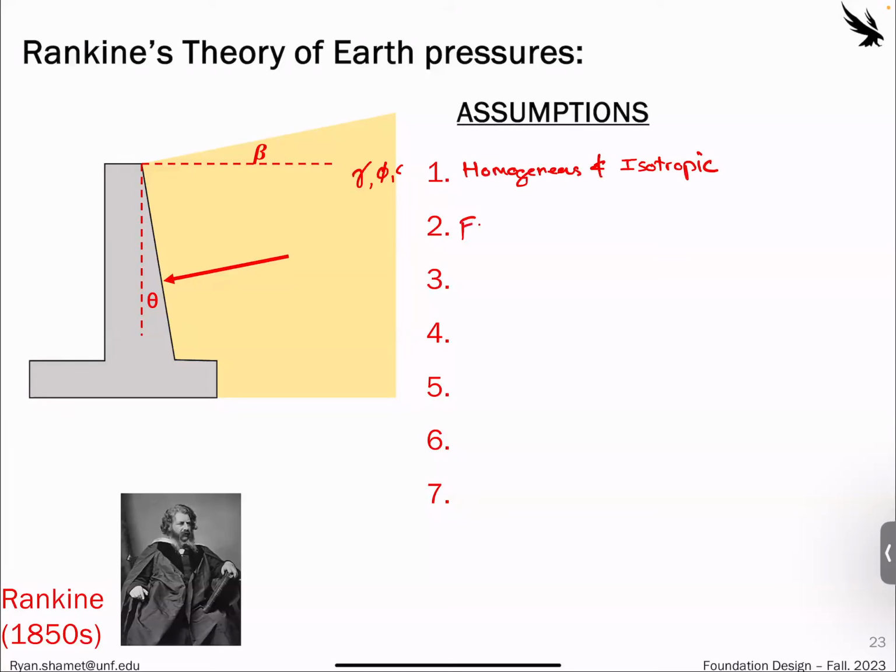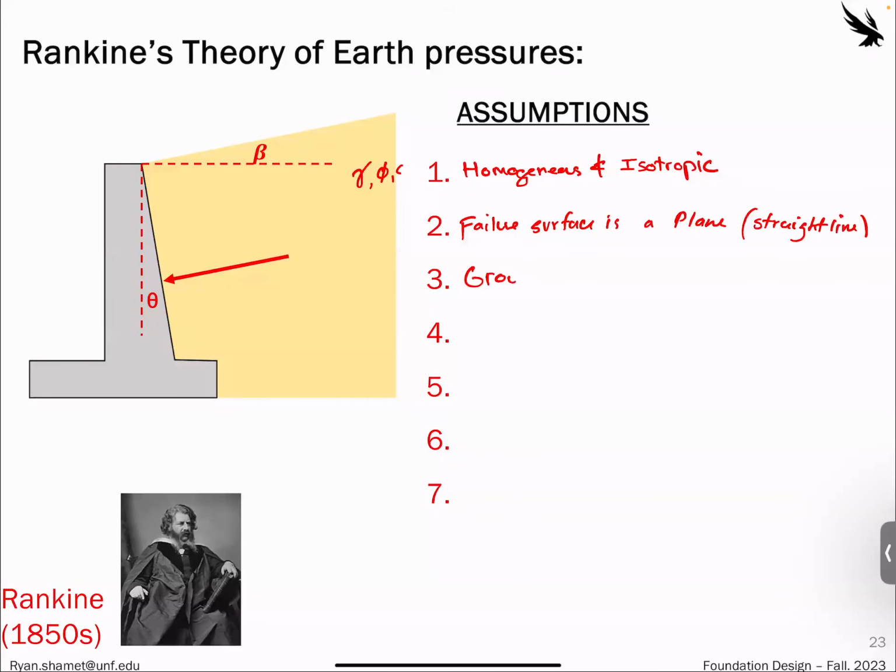Also, he assumed that the failure surface is a plane, aka a straight line. What we'll see in slope stability later on is that the Norwegian and Swedish researchers decided the failure mechanism is not an actual true plane, it's a logarithmic spiral, and they created analysis based off of that instead. But for this, he's just saying it's a straight plane.